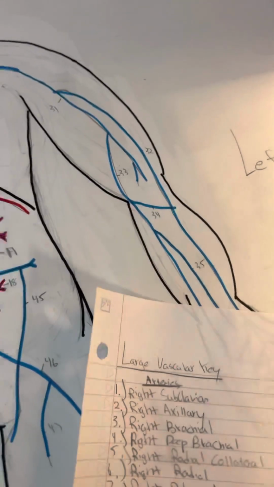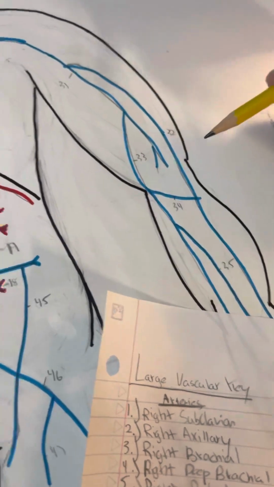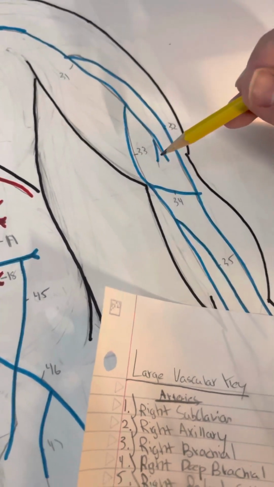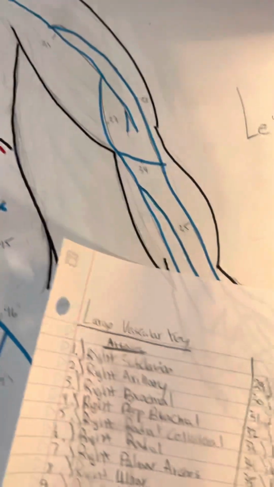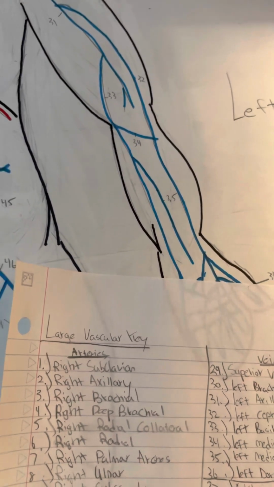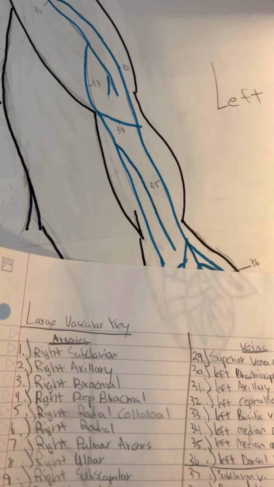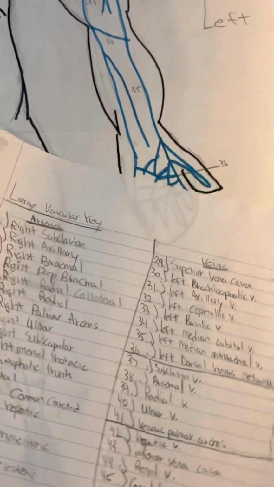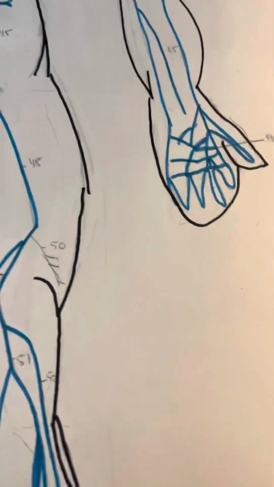Sorry, I got that backwards. 32 is the left cephalic, 33 being the left basilic. Then moving to 34 there, the left median cubital vein. 35, the left median antebrachial, and then 36 down here in the hands.